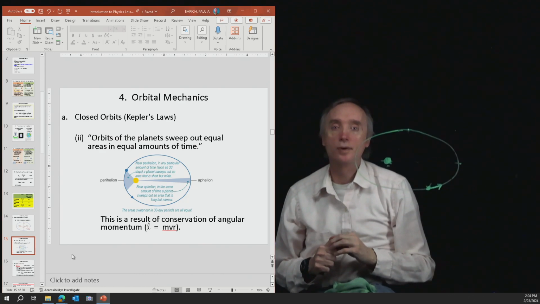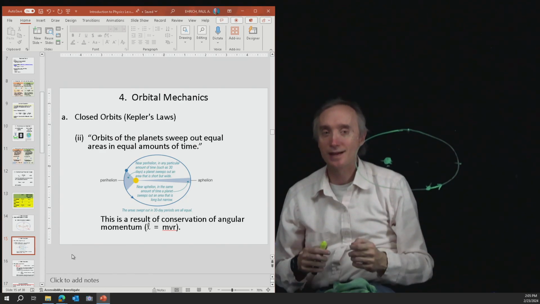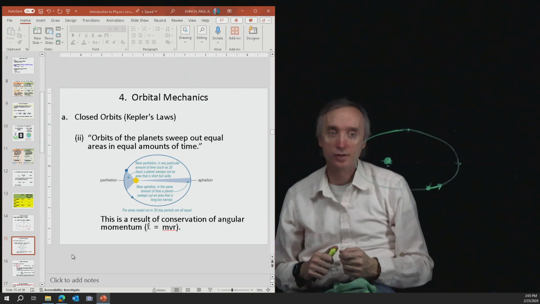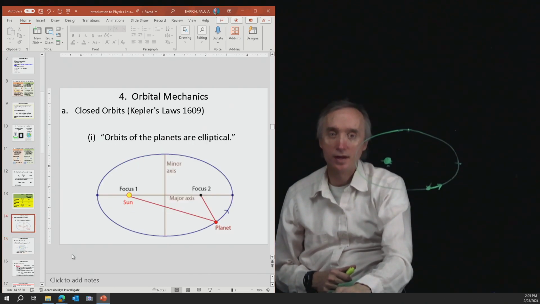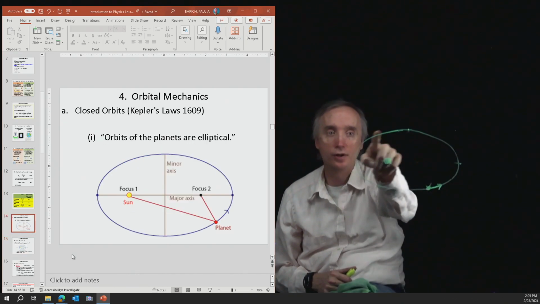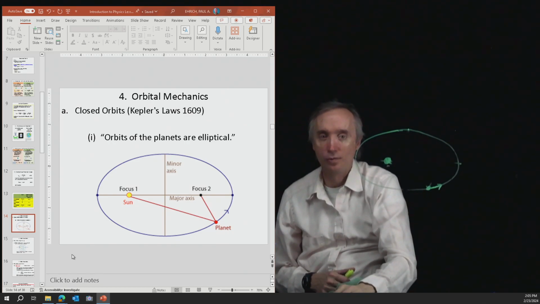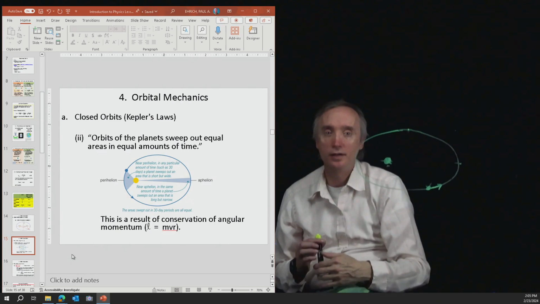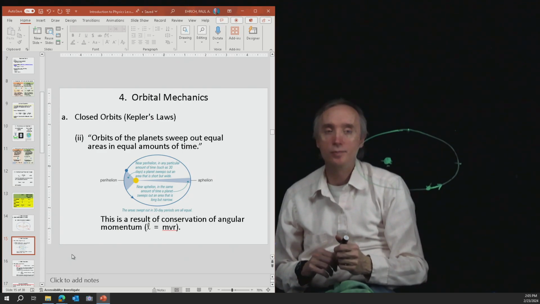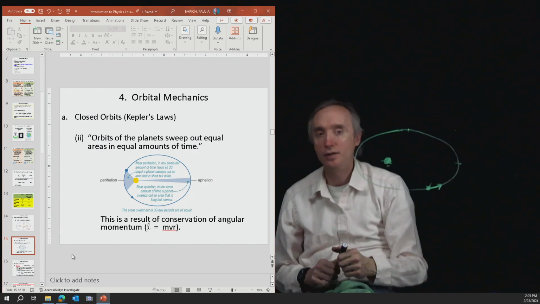Now we're ready to talk about Kepler's second law of motion. So his first law was that the orbit of a planet going around a star is going to be an ellipse. His second one is going to be that a planet sweeps out equal areas in equal amounts of time.